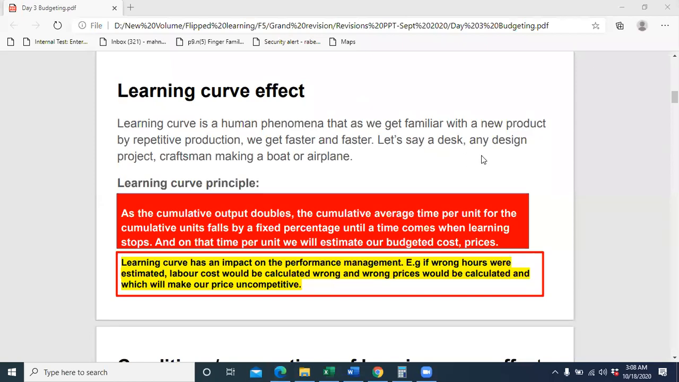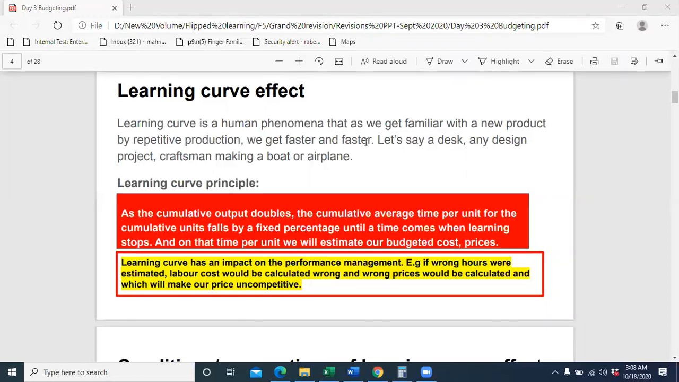which says as we get familiar with a new product, it's a human phenomenon, we just get faster and faster. Let's say you're producing a desk, or making a new dish you haven't tried before, like making pizza for the first time, which is itself a complex thing. You have to be really good with ingredients and all that. And as you continue to make those things, you'll ultimately get faster and faster. You'll get to know the technique.